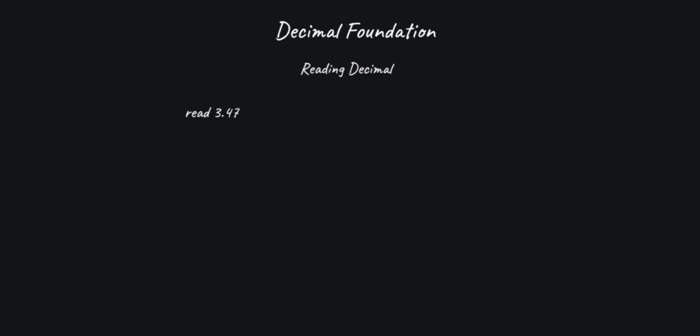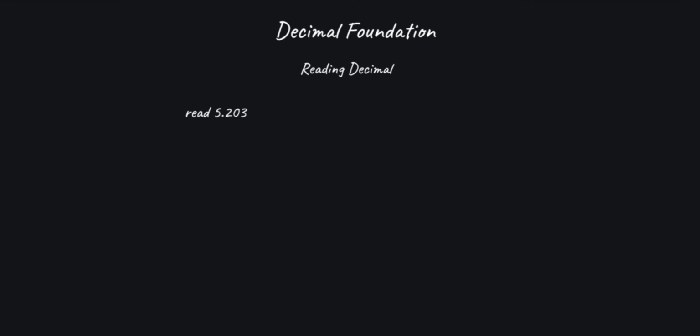Okay, now we're going to read decimals. And the first question would be, how do you read 3.47? We read the whole number as it is, and then the 0.47 would be read as 47 hundredths. Why? Because we have 47 and these are tenths and these are hundredths. So that's why we say 47 hundredths. So our answer would be 3 and 47 hundredths.